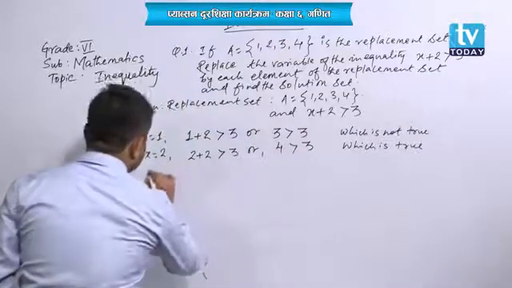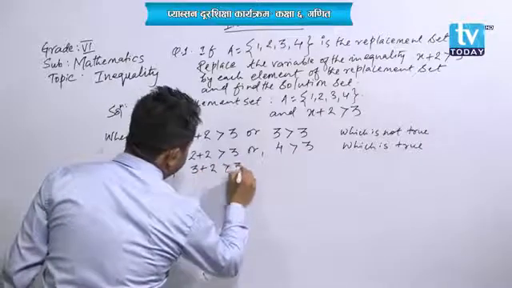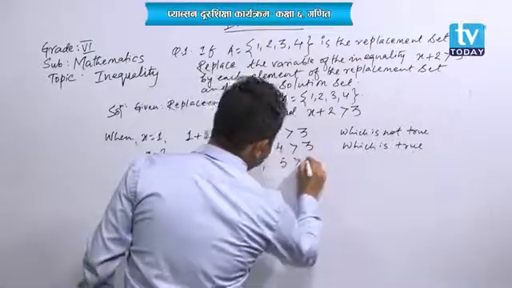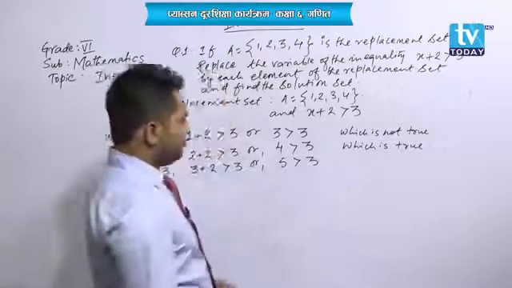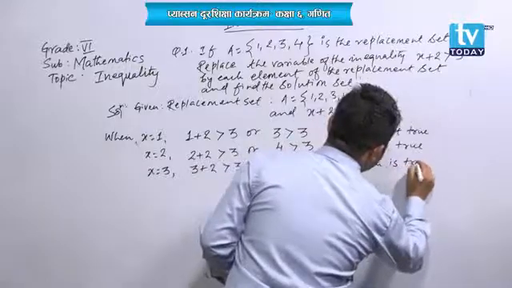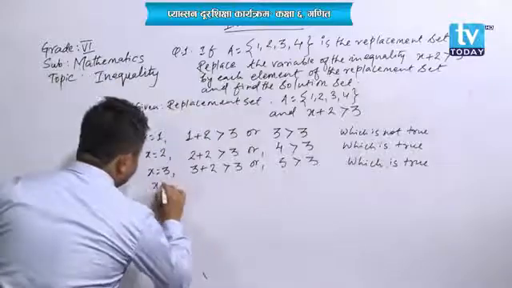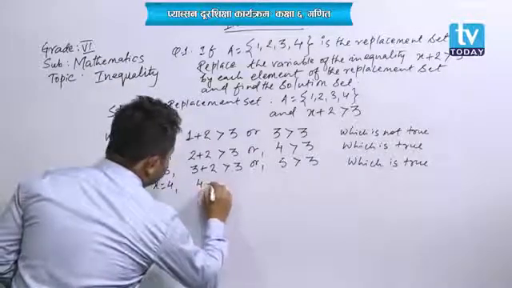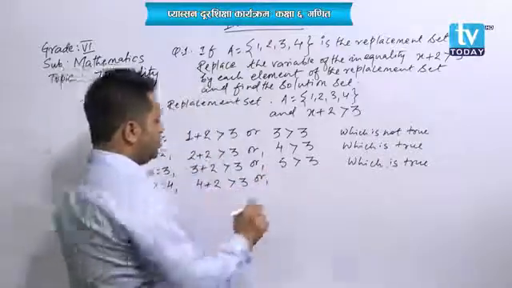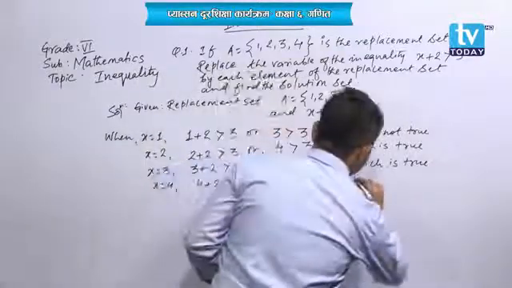Similarly, when x equals 3, 3 plus 2, or you can write 5, is greater than 3, which is true. Is that clear? Similarly, when x equals 4, then 4 plus 2 is 6. 6 is greater than 3, which is also true.